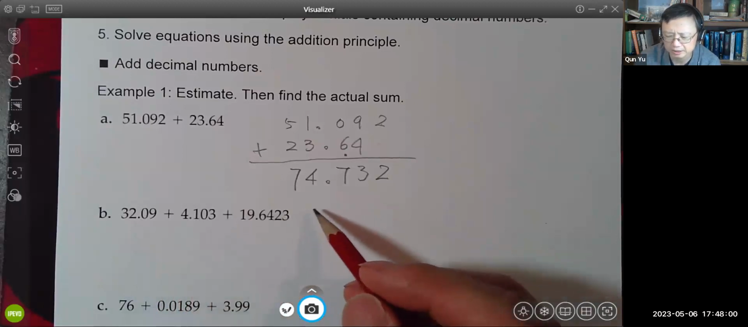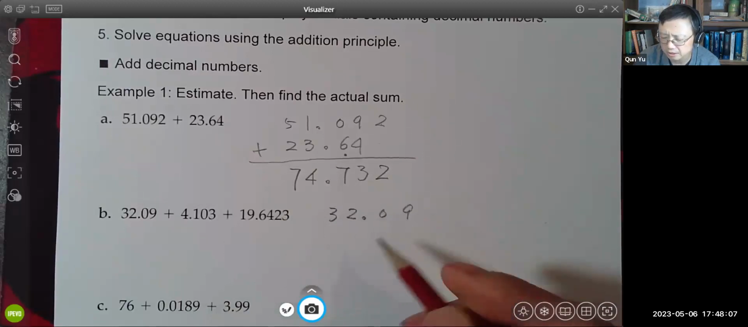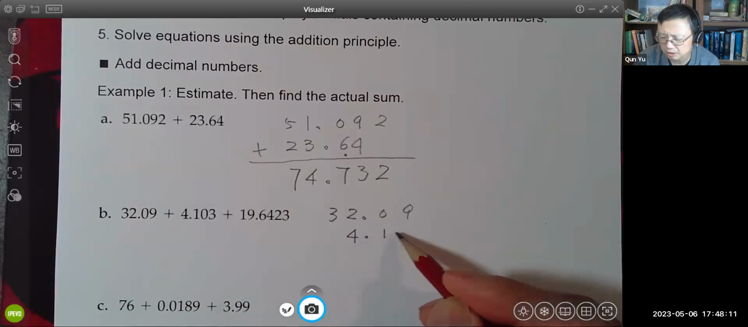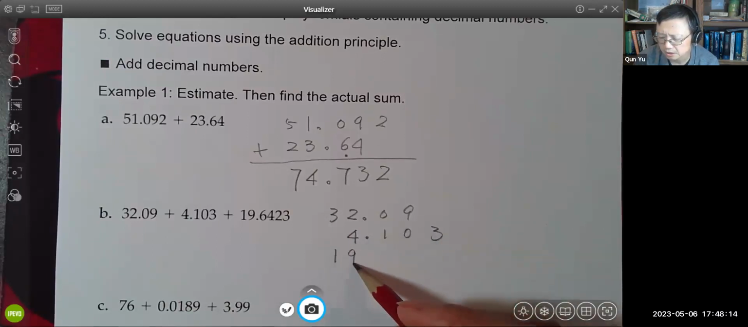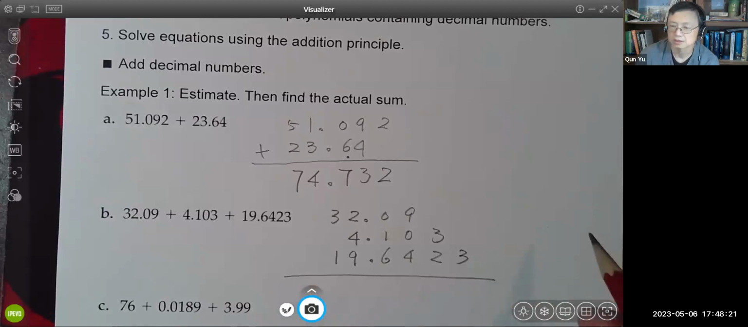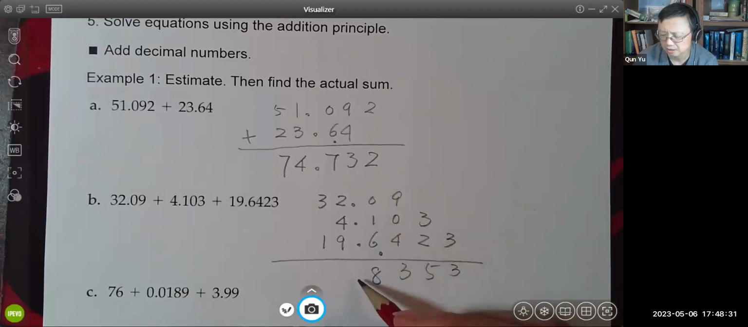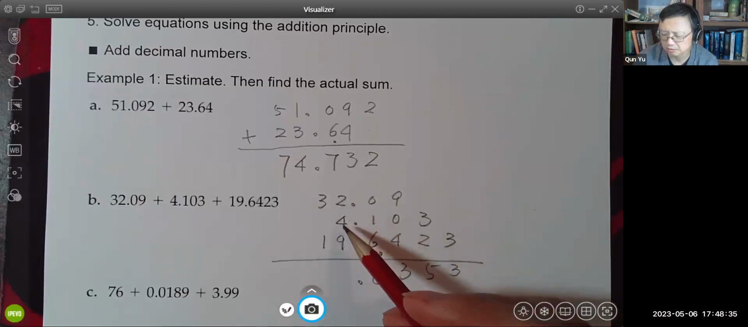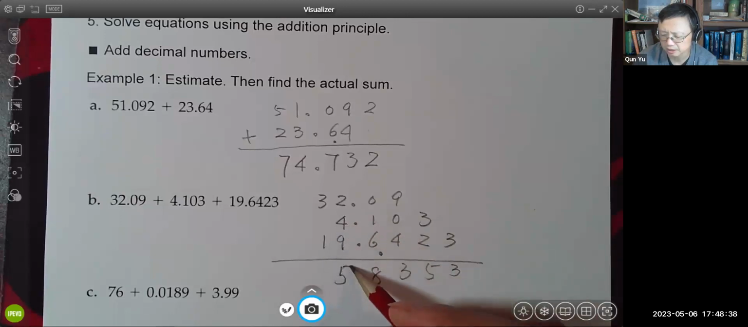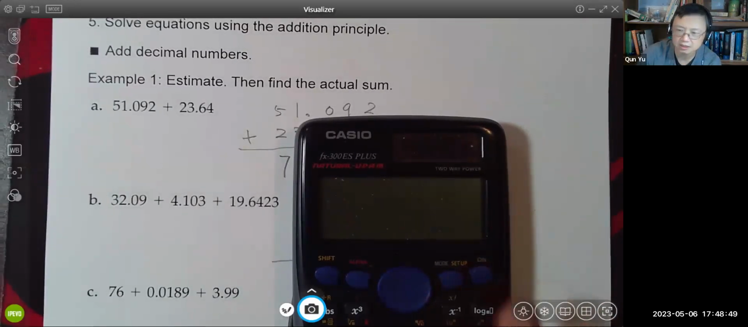Now, for the next example, we have 3 numbers. It doesn't matter which one you write on the top, which one is second, which one is third. So 32.09, 4.103, 19.6423. Now add them together. This is 3, this is 5, this is 13, carry 1, and 1 plus 6 plus 1 is 8. Decimal point. This is 6, 6 plus 5, 6 plus 9 is 15, carry 1, and 3 plus 1 plus 1 is 5. So eventually we got 55.8353.